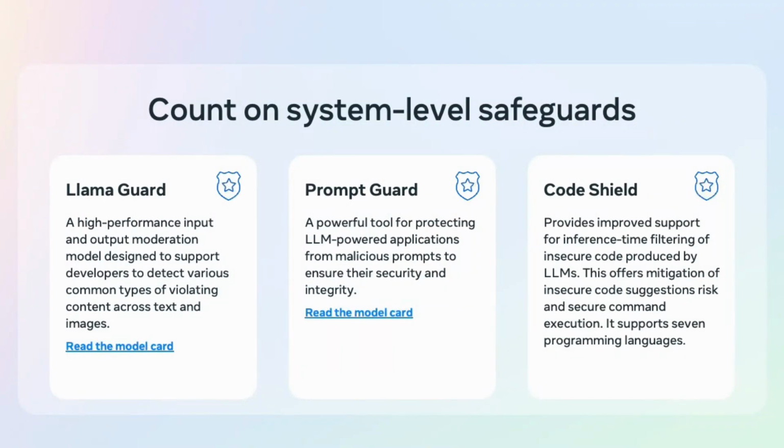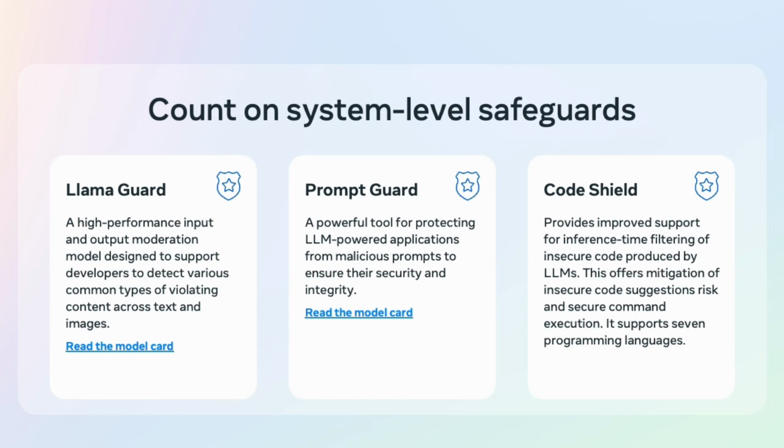The Llama ecosystem includes multiple safety tools like Llama Guard, Prompt Guard, and Code Shield, which you can easily deploy in your application around the main model. Llama Guard is a high-performance input and output moderation model designed to support developers to detect various common types of violating content across text and images.